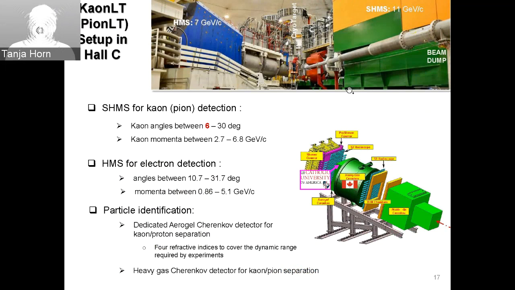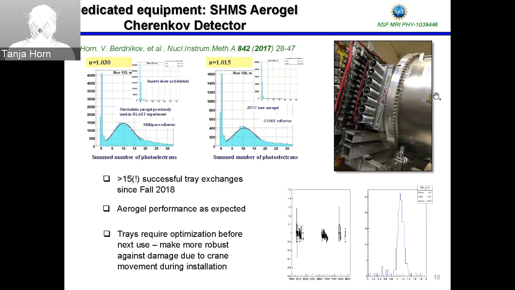So particle identification, I already went over that. At CUA, we built the aerogel detector, in particular for the kaon-proton separation for this experiment, and the University of Regina built the heavy gas Cherenkov. The aerogel was actually supported by an NSF MRI, as shown here, so we'd like to acknowledge that, of course. It's been installed since 2015, and since 2018, we made quite a few tray exchanges.